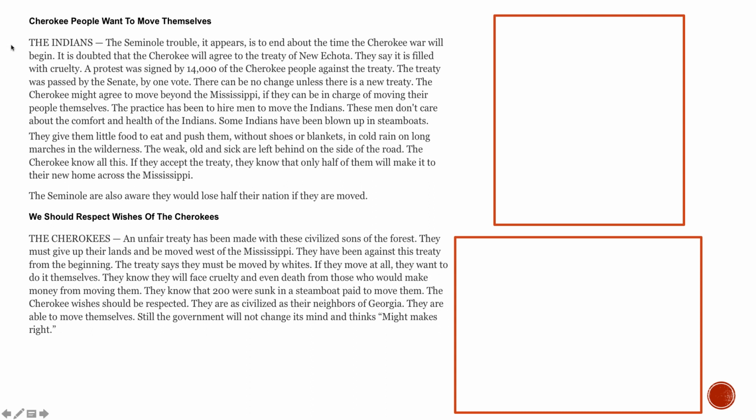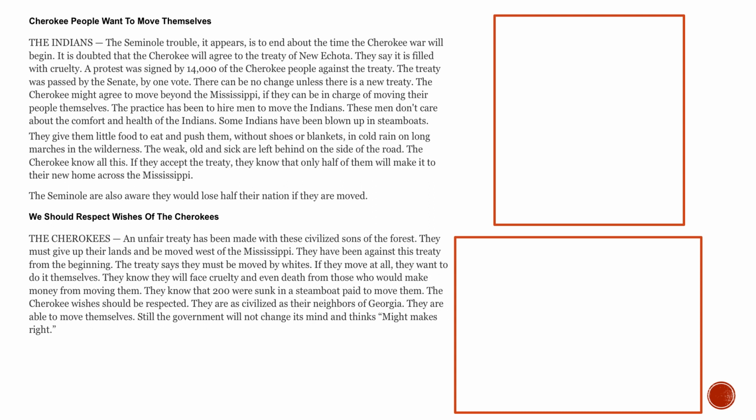It says, the Indians, the Seminole trouble, it appears to be, is to end about the same time the Cherokee War will begin. It is doubted that the Cherokee will agree to the Treaty of Echota. They say it is filled with cruelty. A protest was signed by 14,000 of the Cherokee people against the treaty. The treaty was passed by the Senate by one vote.